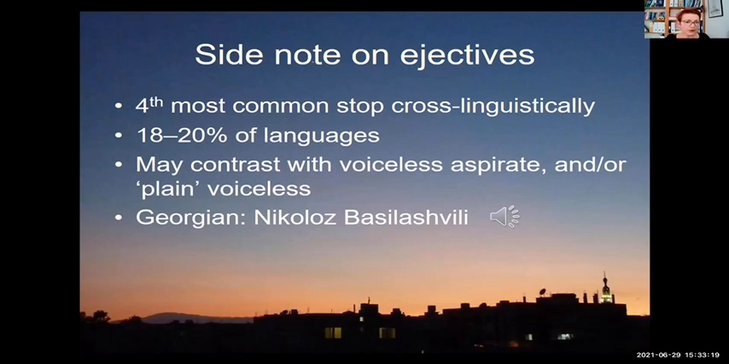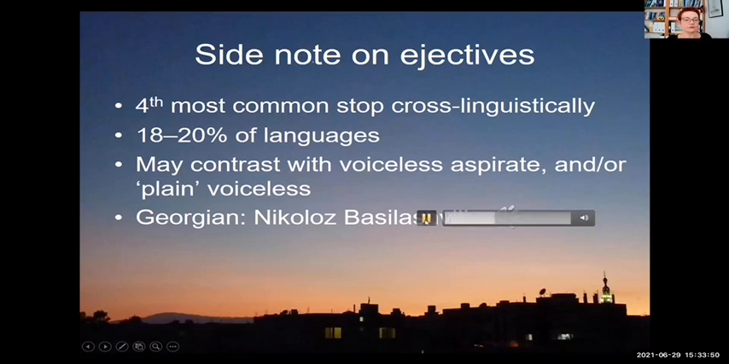There was a really nice example that came up yesterday, the opening of the Wimbledon tennis yesterday. There was a Georgian player who was knocked out by Andy Murray, but his name, Nikolos, in fact contains an ejective, and this is the tennis player Nikolos Basilashvili. This is his own pronunciation of his name.